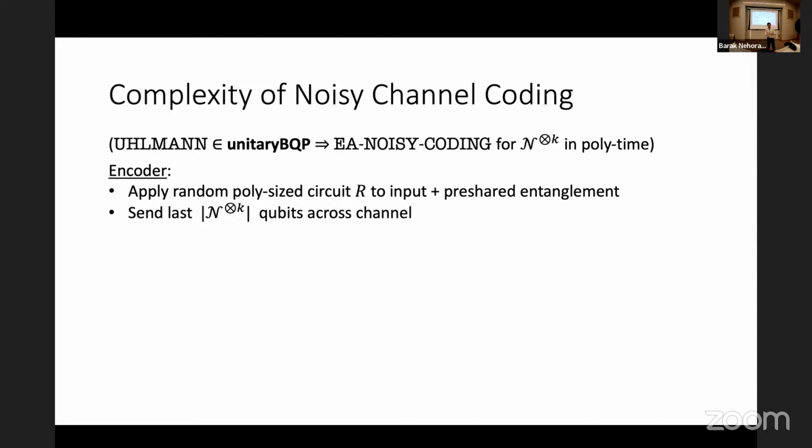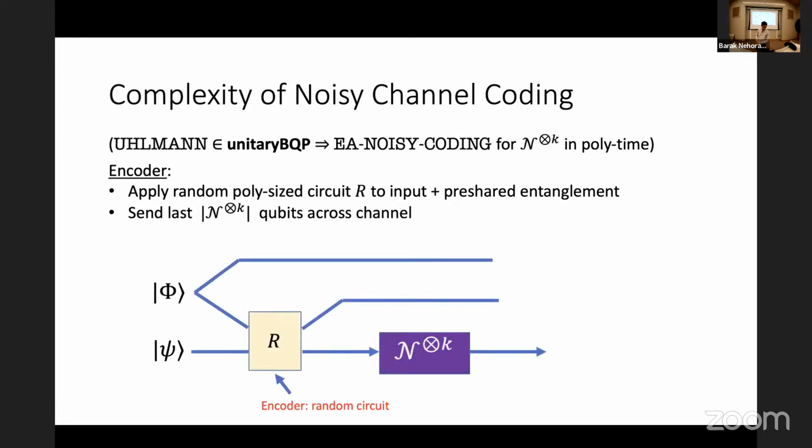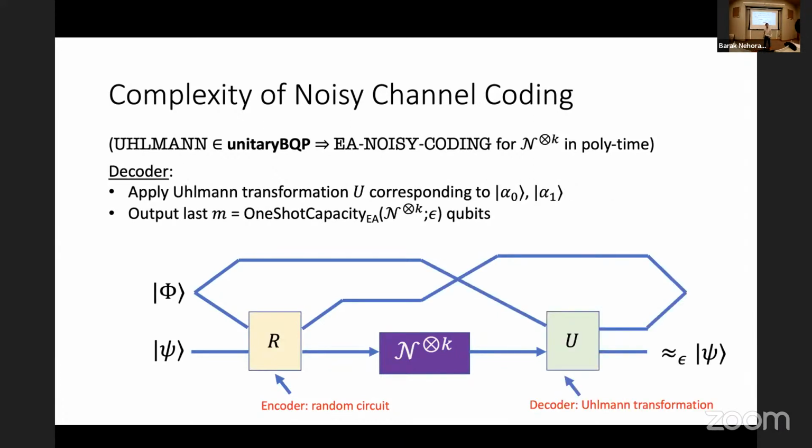So actually, the encoder is kind of dumb. It's just scrambling all its information and then splitting off some number of qubits to send across the channel. That's what the encoder does. So it's just going to apply this random circuit to the input state and this pre-shared entanglement, and send it across. What does the decoder do? It's going to apply an Uhlmann transformation. So it's going to apply some unitary U that's defined in terms of some states alpha 0, alpha 1, which I'll describe in the next slide. And it's basically going to recover the original input state.